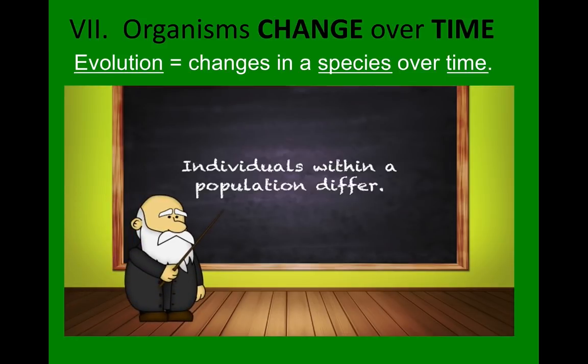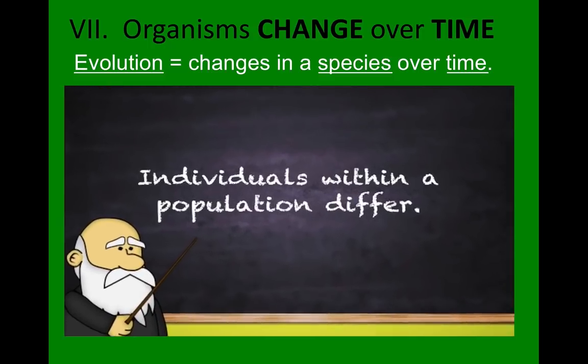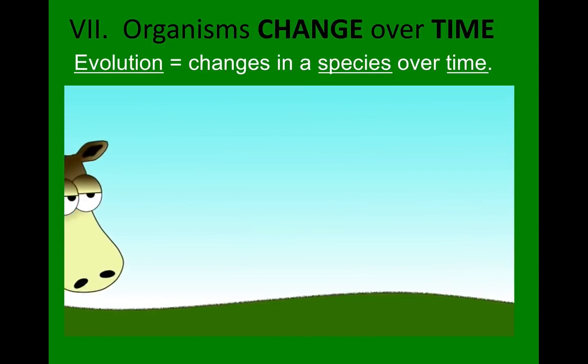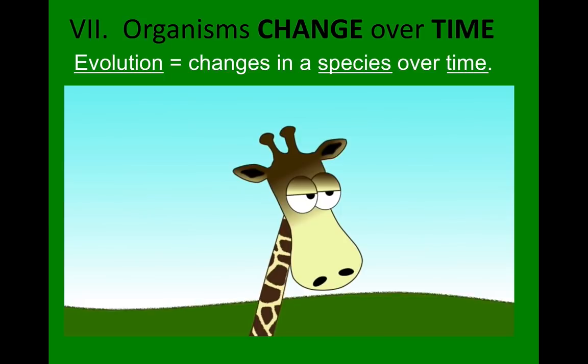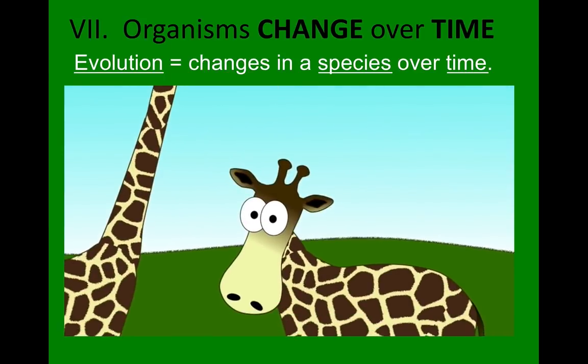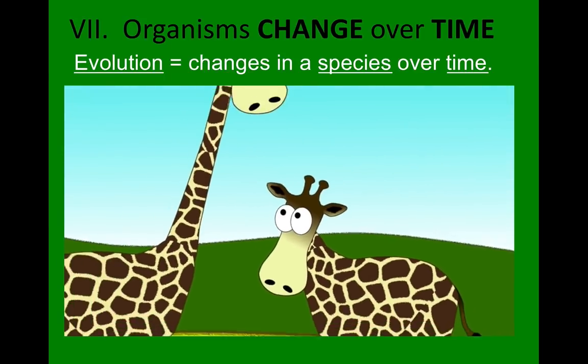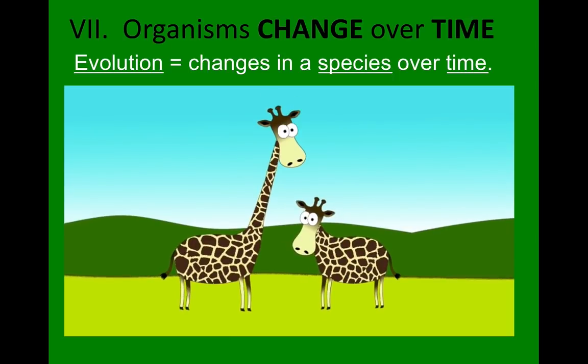Condition number 1. Individuals within a population differ. There are features that differ within populations of the same animal. In our case, the feature that varies between our giraffes is neck length. Some giraffes were born with long necks, some were born with short necks.